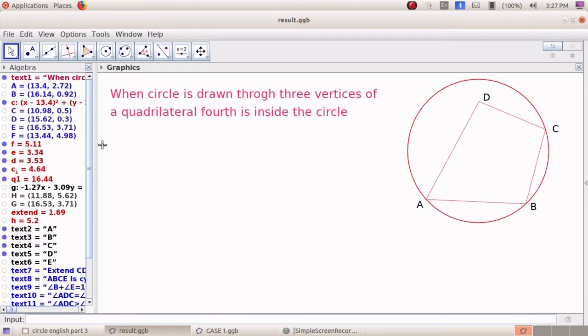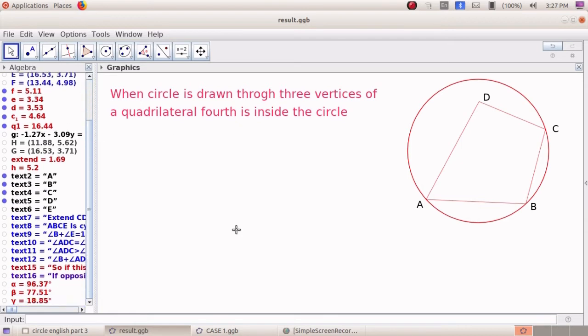For this, let us extend CD and it will meet at a point on the circle. Let us name it E. When it is extended, it will meet at a point on the circle. We name it E. Then let us join AE.